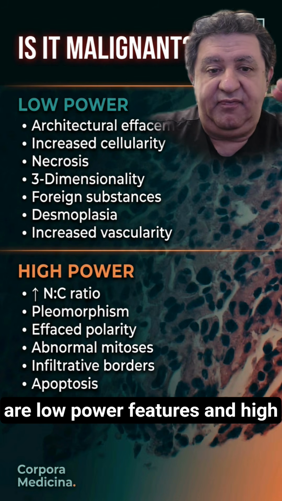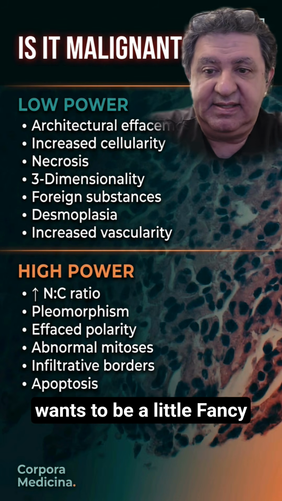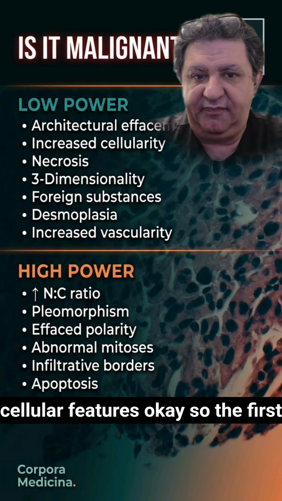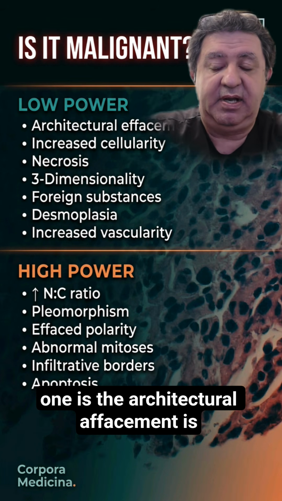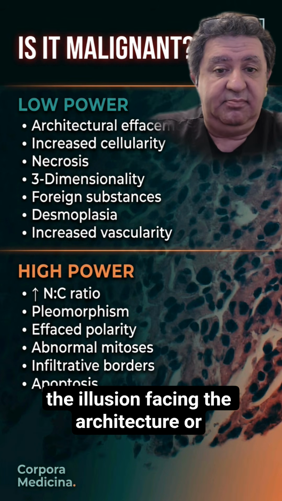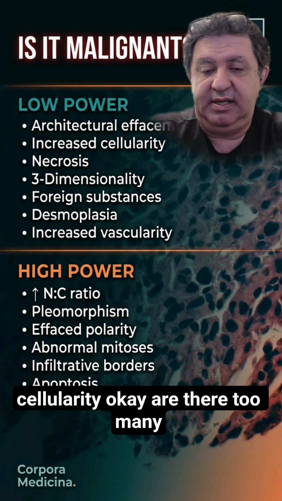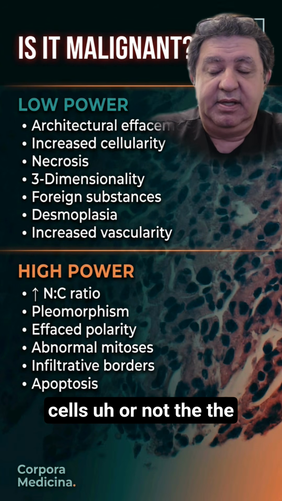So these are low power features and high power features, and for those who want to be a little fancy with the terminology, these are architectural features and the other ones are cellular features, okay? So the first one is the architectural effacement. Is the lesion effacing the architecture or not? The other one is the cellularity, okay? Are there too many cells or not?